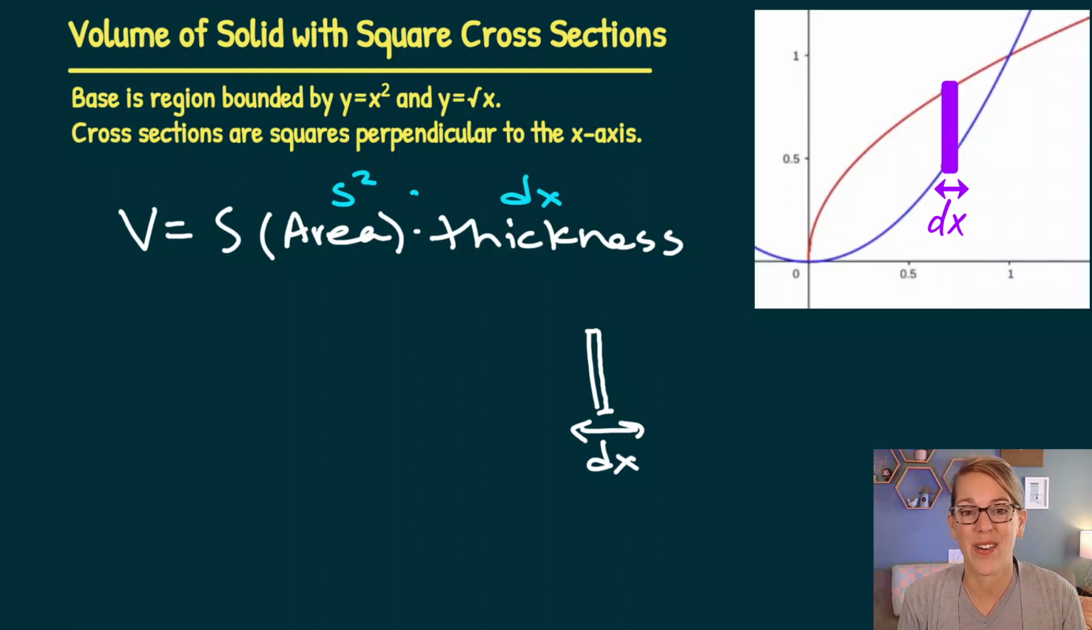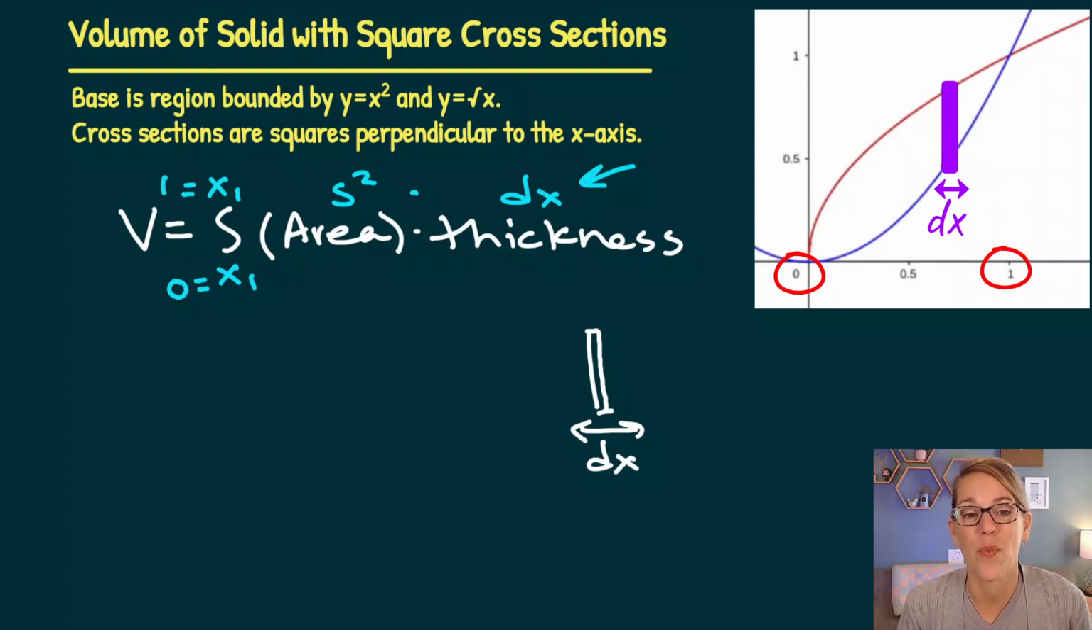Now that I know that my thickness is in the x direction, I also know that my variable of integration is going to be x. So I need my limits of integration to also be those x's. If you take a look at the graph, you can see that this volume, or if you're just looking at the base, the volume starts at an x value of 0 and it stops at an x value of 1.